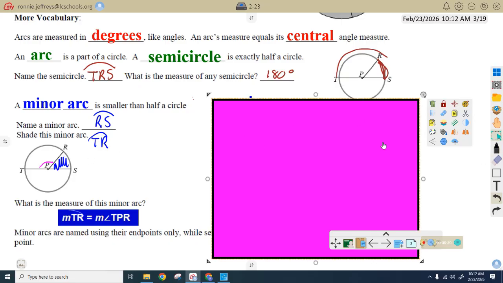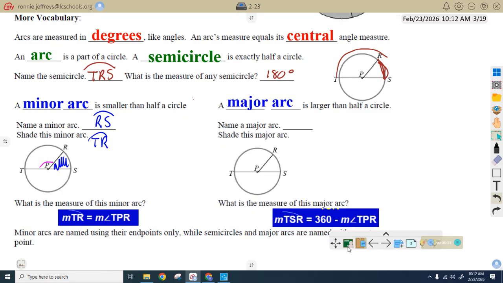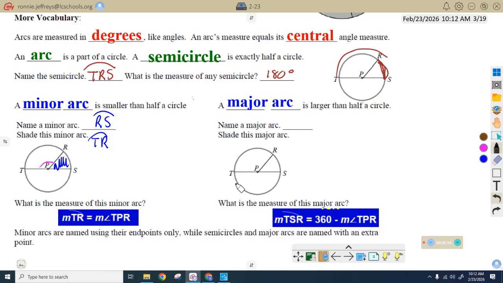And then lastly, for this slide, a major arc is larger than half the circle. So if we were to look at this right here, going this way, TSR, it's basically going to be 360 minus whatever.